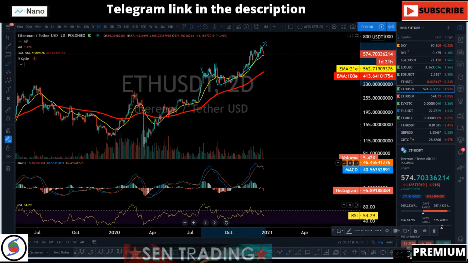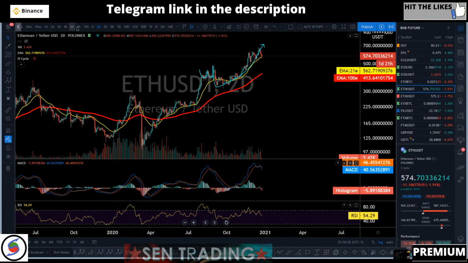XRP is likely to drop below 20 cents if we break the support area of 22, because 22 to 26 was an accumulation just above the 211 EMA for almost 7-8 weeks, and as soon as we broke above 27, it was a moonshot. So we will take a look at XRP. We're done with Ethereum. We know exactly what we're looking for.